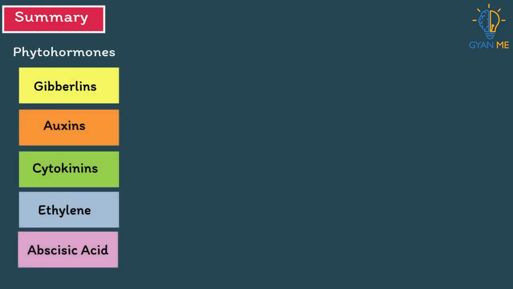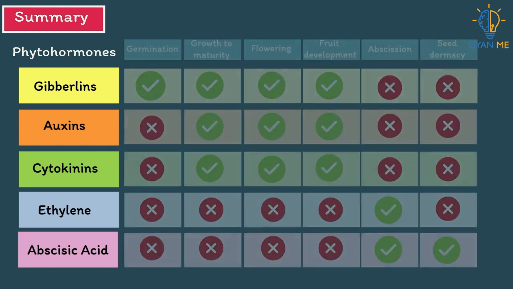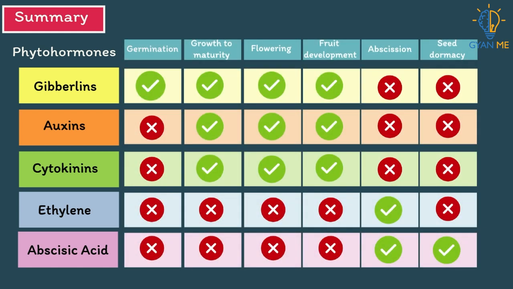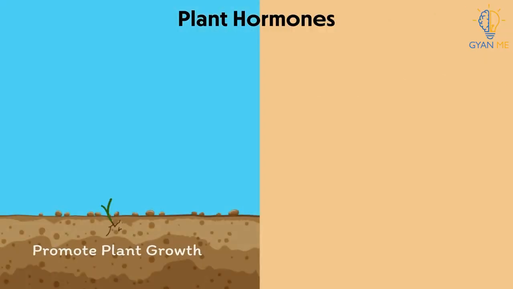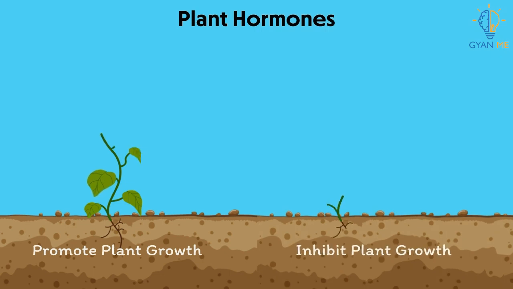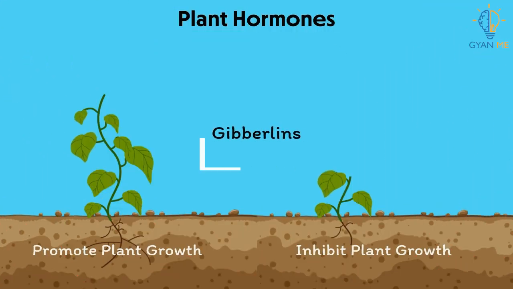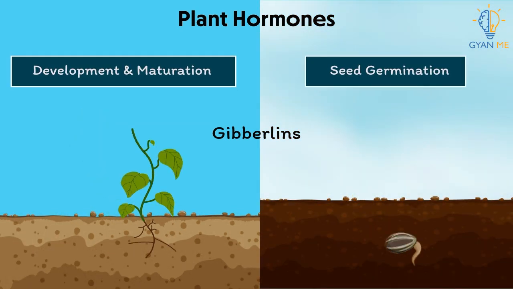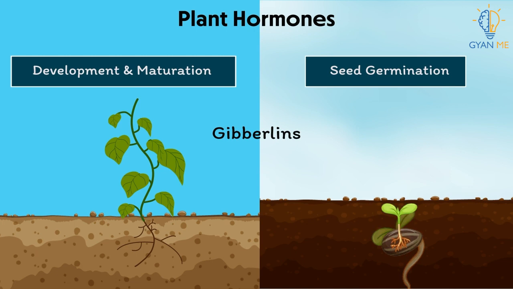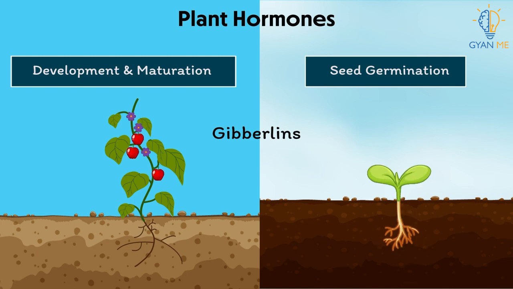Students, we studied about plant hormones, also called phytohormones, which control and coordinate growth, development and other processes in plants. We saw that some plant hormones promote plant growth, while some inhibit the growth. Gibberellins are a group of plant hormones that act as growth promoters. They promote germination, make the plant attain maturity, and also induce flowering and fruit development.